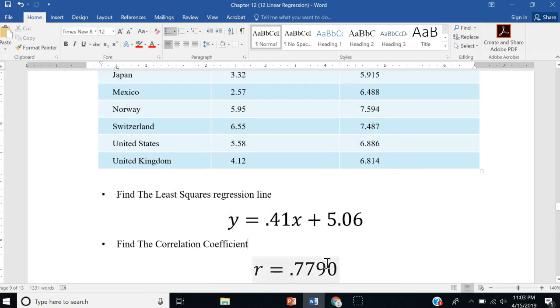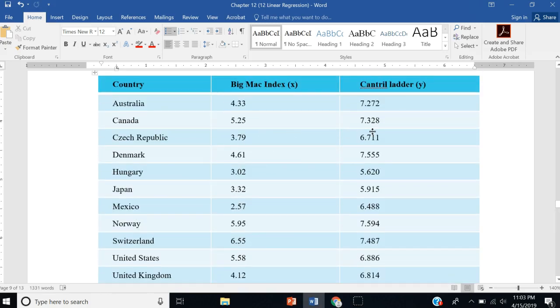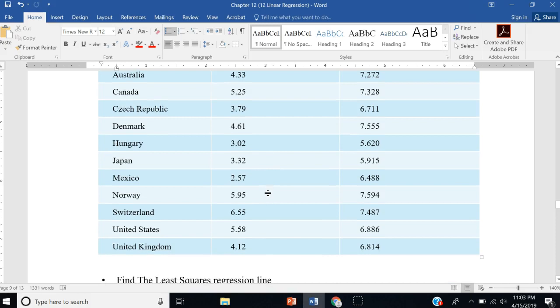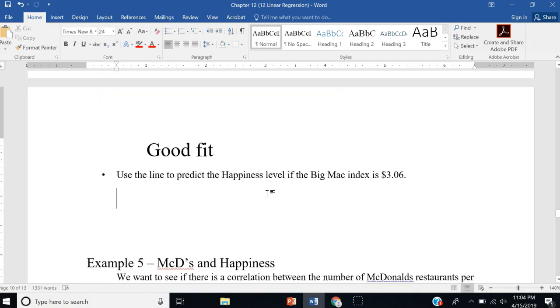This is actually saying that as the price of Big Macs goes up, the quality of life is going up. The happiness level in a country is going up. So kind of a weird correlation going there. All right.